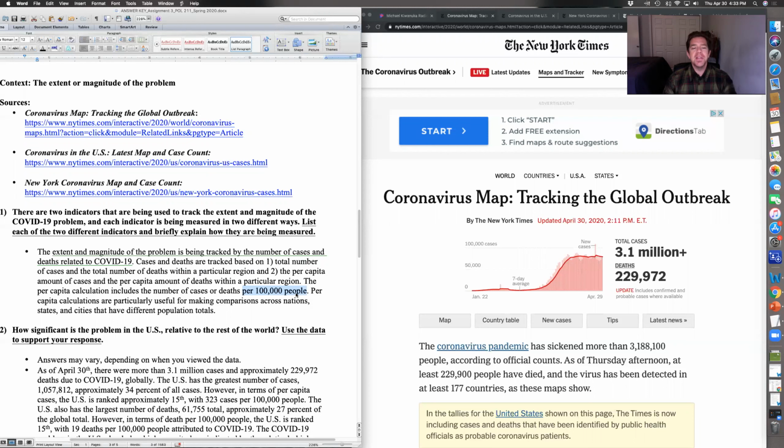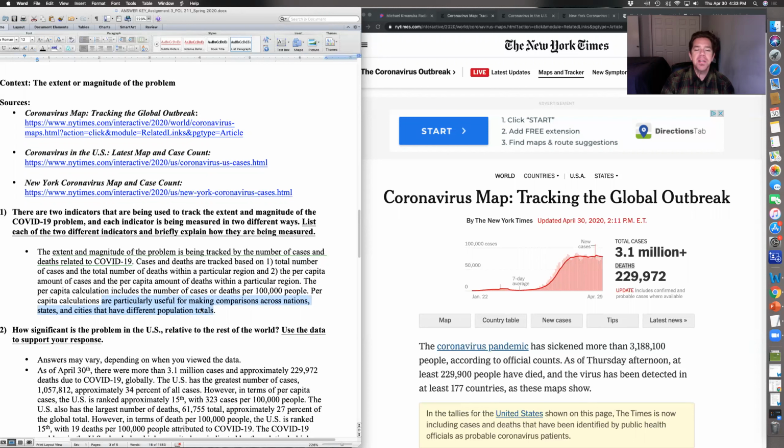So if we just look at the number of cases per 100,000 people, now we can make comparisons. Whereas if you're just looking at total cases, that's good information, but you're not taking into account differences in population size, all right? So per capita measures take into account those differences in population size. And it really is useful, and I put it here because it's particularly useful for making comparisons.